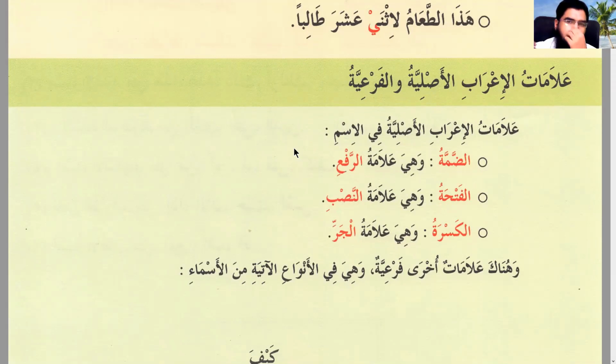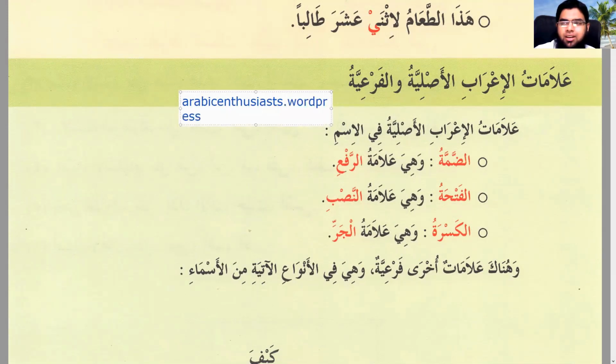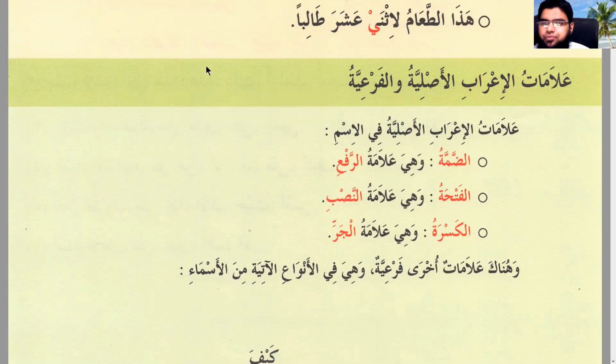ArabicEnthusiast.wordpress.com. It's a free website I created. I created 8 lessons for book 1 till now. Inshallah, someday I'll finish book 1 also. It's a free domain, I just made it. I'll show the website in a second. I'll send a link in the group.